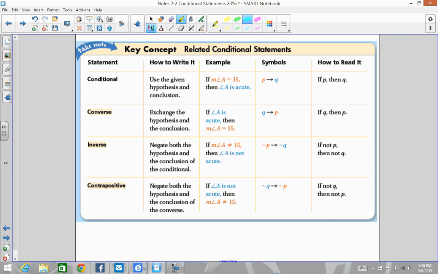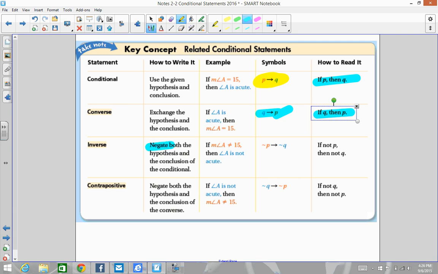Okay, so we start off with our conditional statement, which is an if-then statement. So if the measure of angle A is equal to 15 degrees, then angle A is an acute angle. So that's our if P, then Q. The converse is interchanging: the Q switches with the P. We take the hypothesis and the conclusion and switch those. So if angle A is an acute angle, then the measure of angle A is 15 degrees. And so we can see our wording right there, if Q, then P.